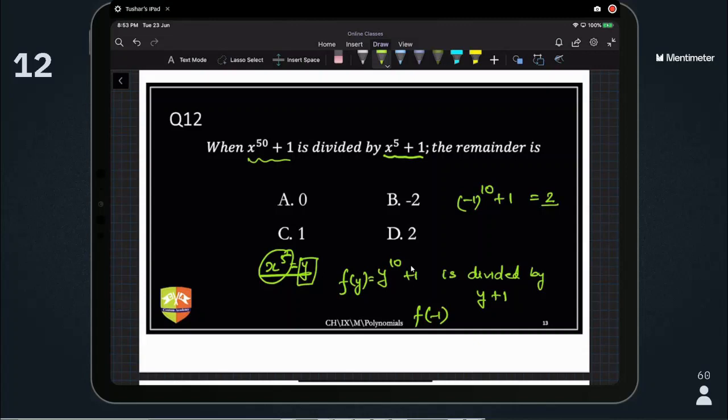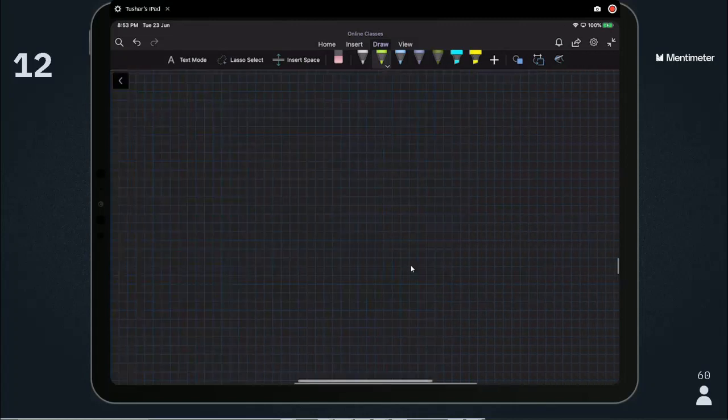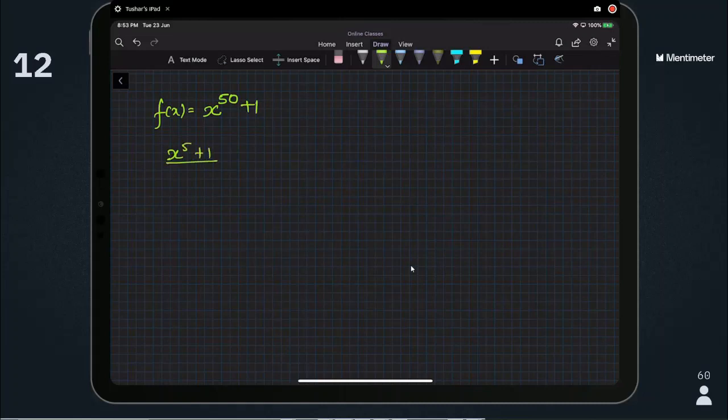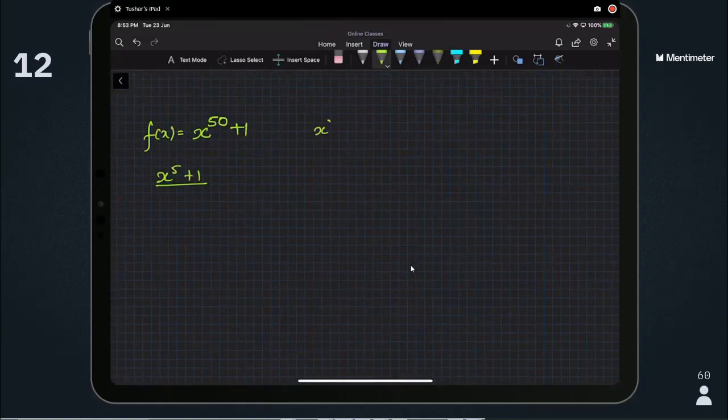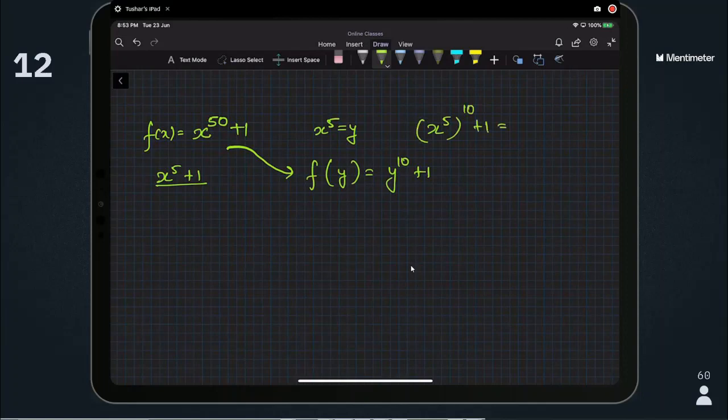Didn't understand once again? No problem. Please understand these type of problems. So x to the power 50 plus 1, say it f(x). Then next, you are dividing this by x to the power 5 plus 1. What does it mean? If you consider x to the power 5 to be y, what will this function become? It is y to the power 10 plus 1, isn't it? Because x to the power 5 to the power 10 plus 1 is y to the power 10 plus 1. So the function in y is this.